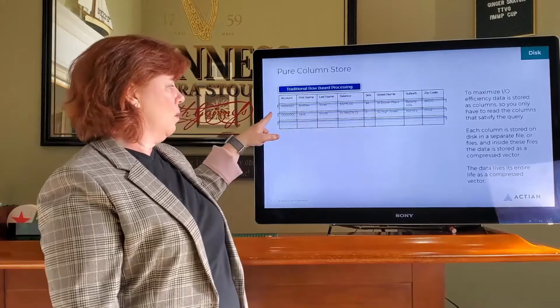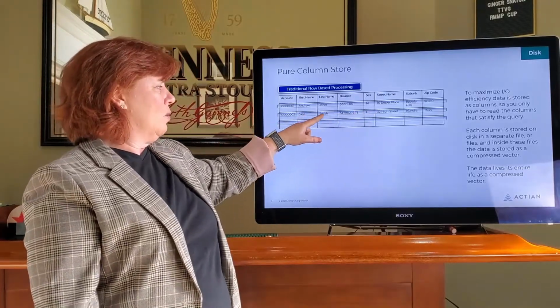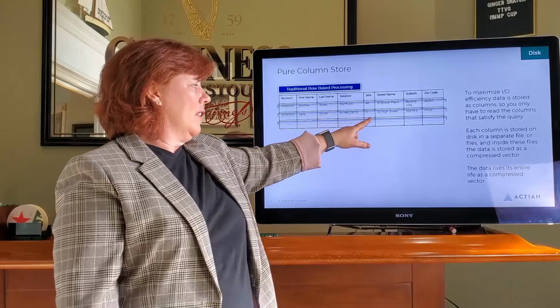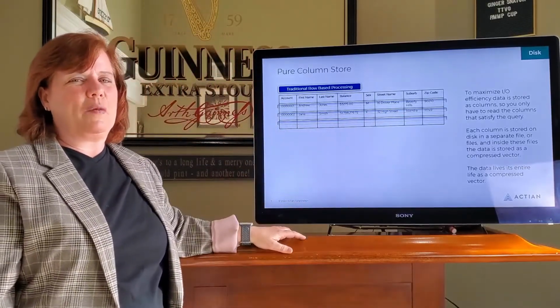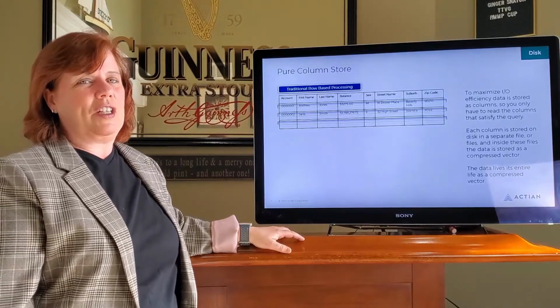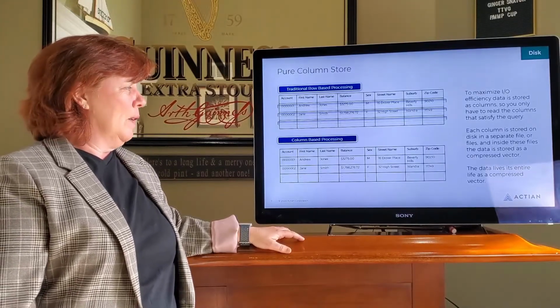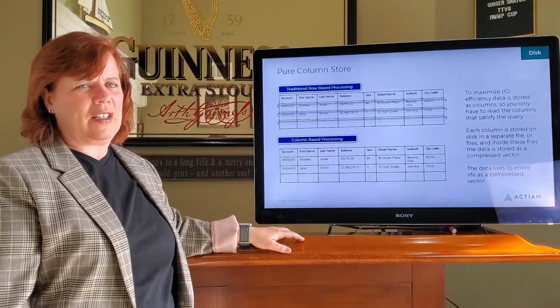this row that qualifies, I'm actually going to have to read in data like the first name, last name, the gender, the street name, the suburb. None of it applies to the query that I'm running, and it's taking up space in my cache, right? We call it cache pollution. So row-based doesn't work well for analytics type queries.